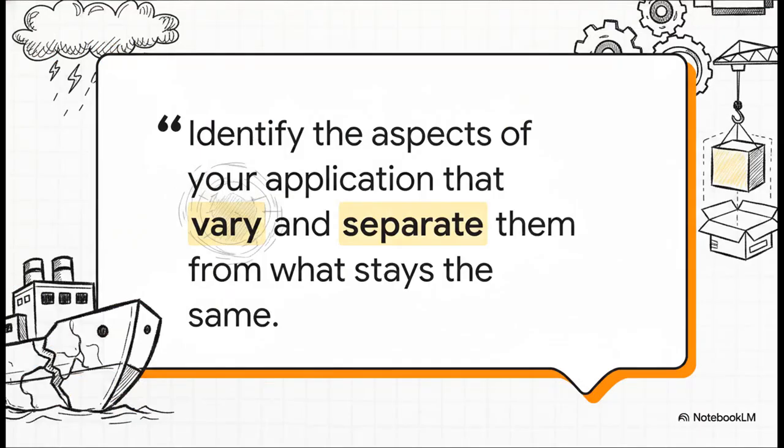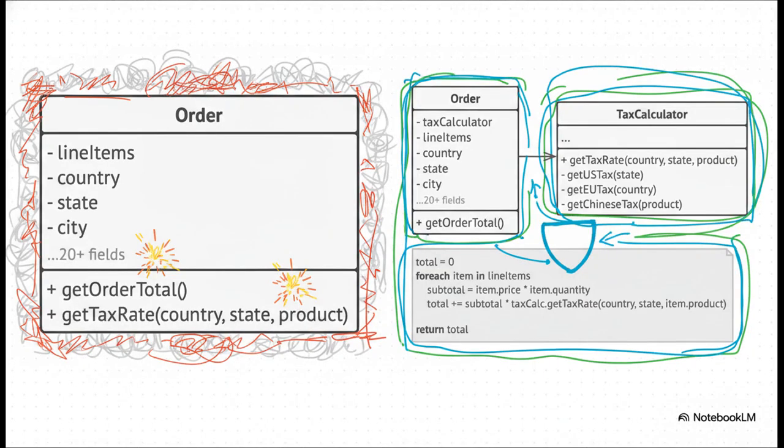This is rule number 1, and it is a big one. Sometimes you'll hear it called encapsulate what varies. The core idea is simple. Find the parts of your code that you know are going to change and wall them off from the parts that are stable. That way, when a change inevitably comes, you're just swapping out one small component, not performing surgery on the whole system.